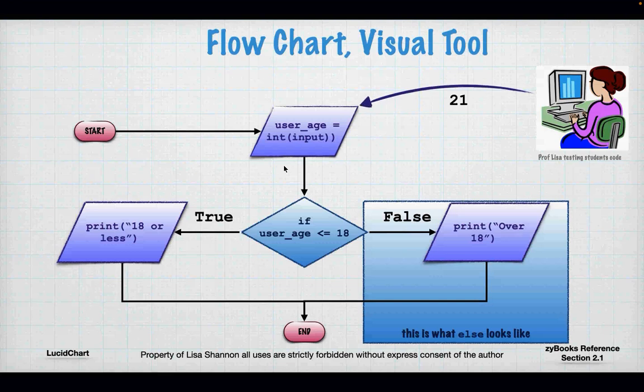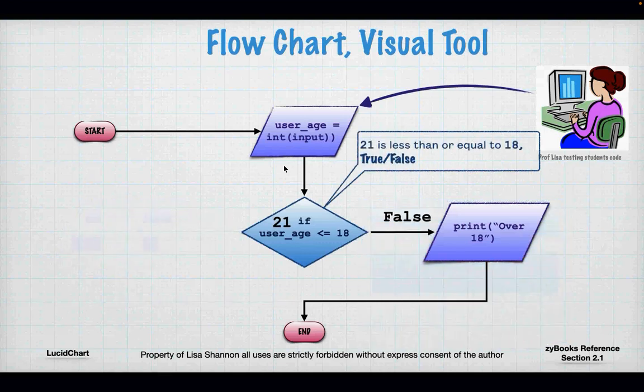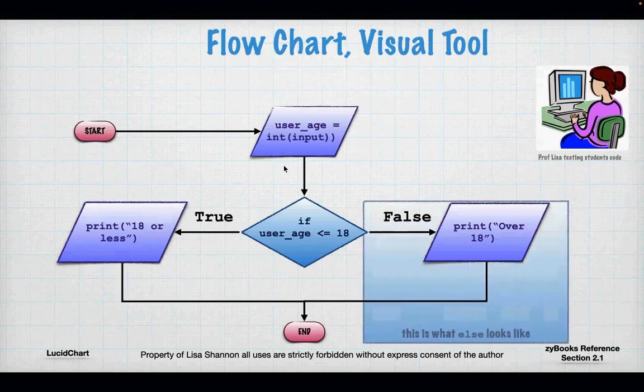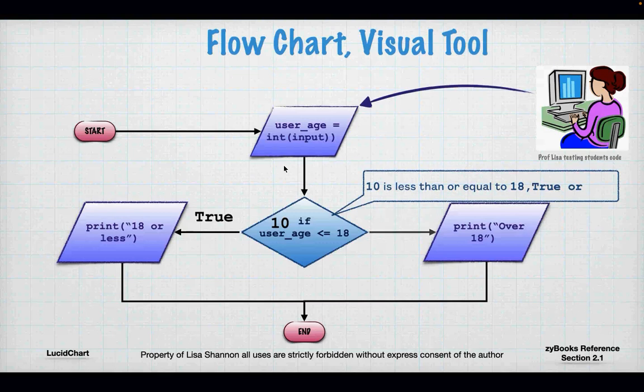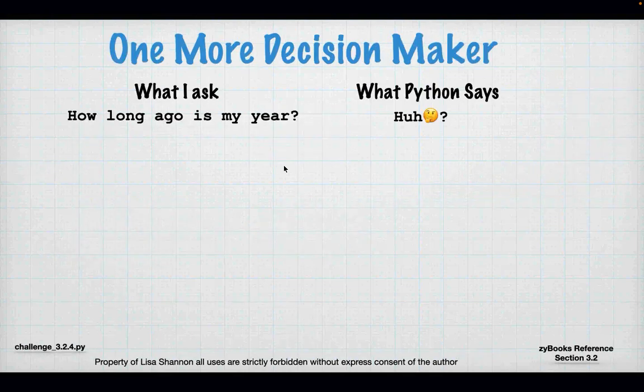So if Professor Lisa types in 21, and I go down to my if statement, 21 is not less than or equal to 18, so it's going to evaluate to false, and this is what Python does. It's going to ignore everything else. So then I run the program again, and I put in 10, and we have user age is less than or equal to 18. That is true, because 10 is less than or equal to 18. All that other else stuff goes away, and we print out 18 or less.